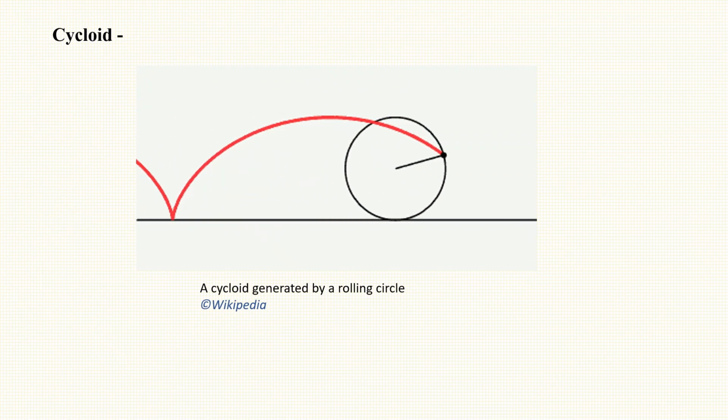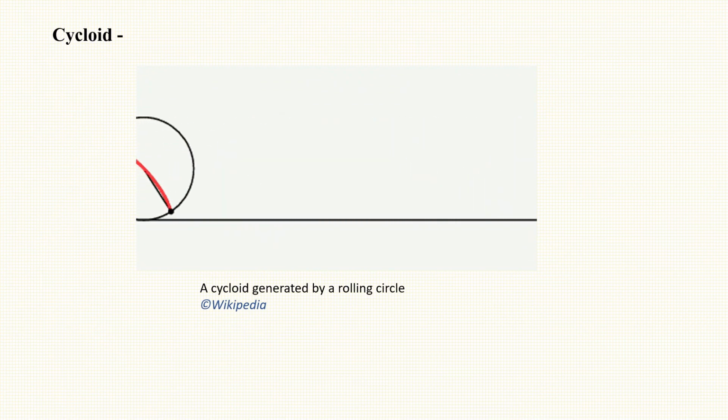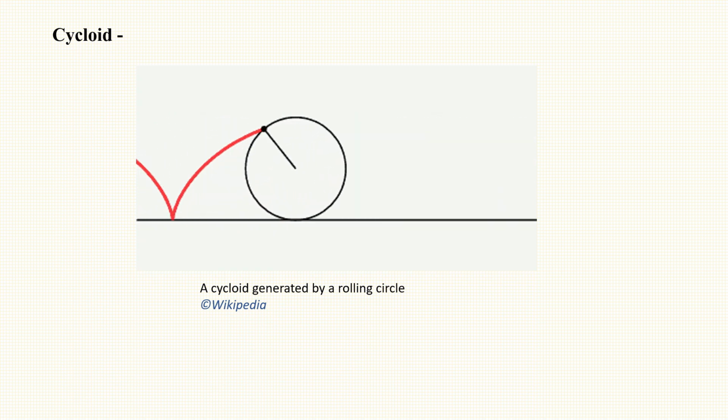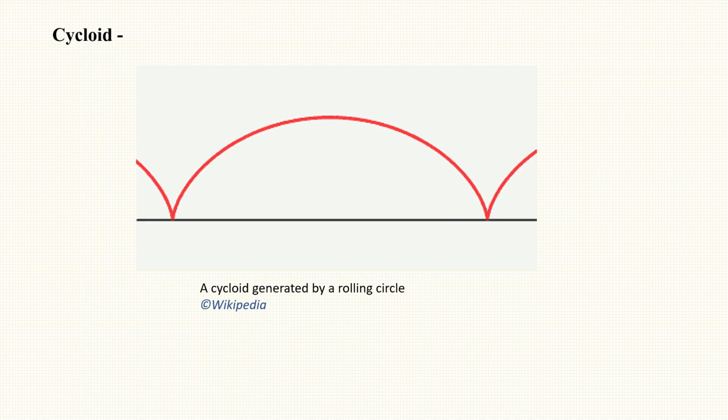In this given figure, you can see the shape of cycloid. Actually, in geometry, the cycloid is a curve traced by a point on a circle when the circle rolls along a straight line without slipping.